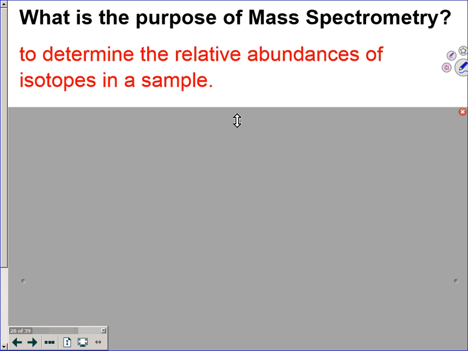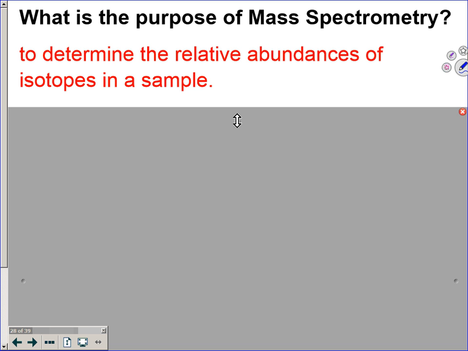Okay, so what you have done before with average atomic masses is you've been given, for example, chlorine-35 and chlorine-37. Those are 2 isotopes of chlorine. And I would tell you, all right, we have 25% chlorine-37 in a sample, and then the rest of it, 75%, is chlorine-35.